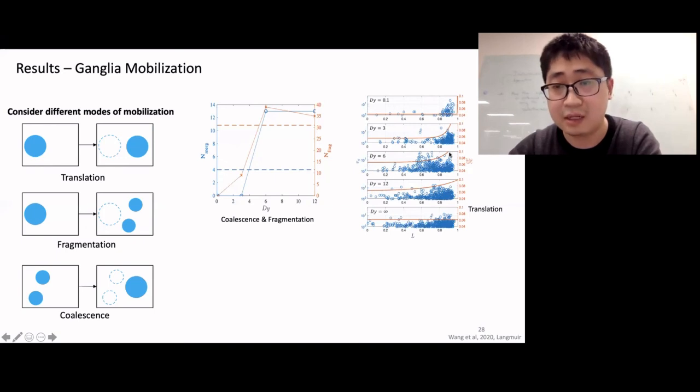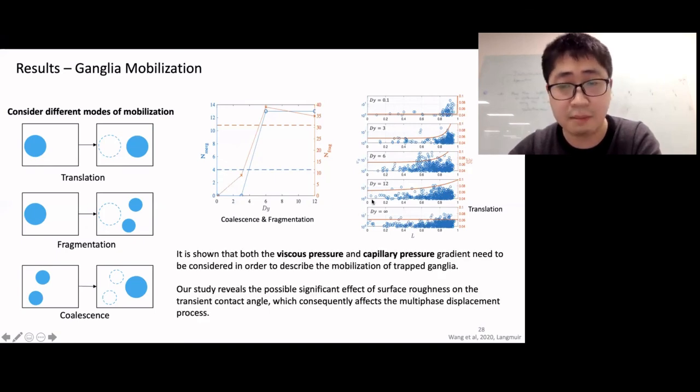plot the average velocity during this translation process. And this red curve shows the summation of the viscous pressure and capillary pressure gradient. We just demonstrated here that both viscous and capillary pressure need to be considered in order to describe how easily trapped ganglia or trapped defending phase can be mobilized. Basically, this work reveals the significant effect of roughness, which leads to the time-dependent behavior of contact angle, which ultimately impacts the displacement process.